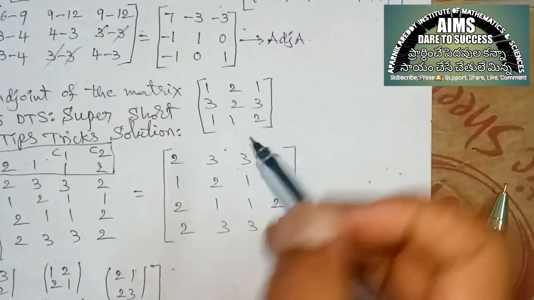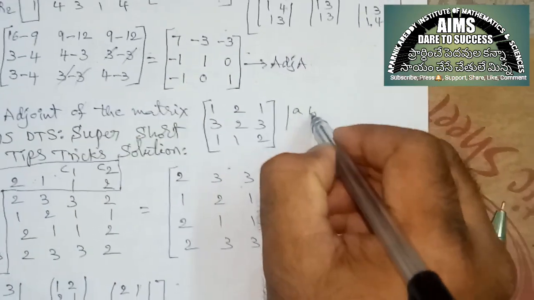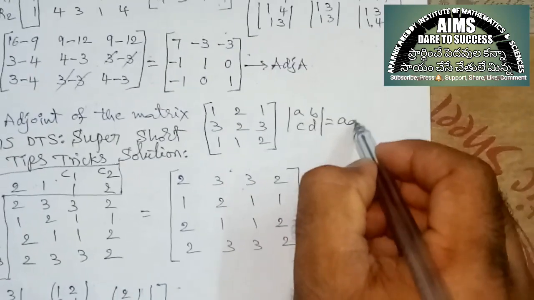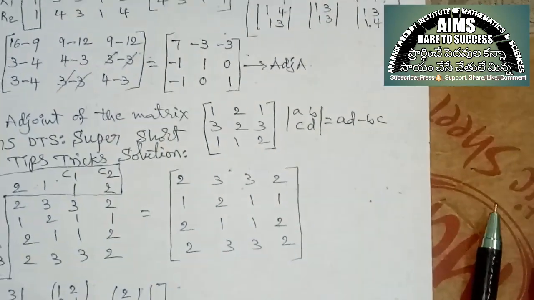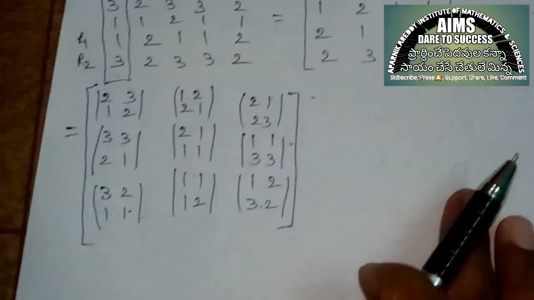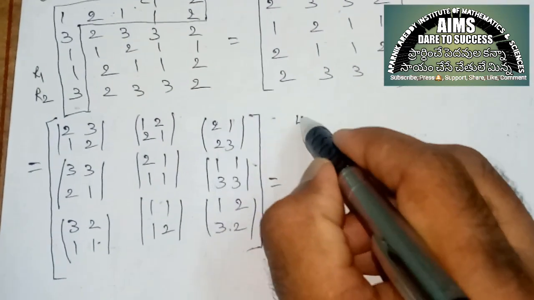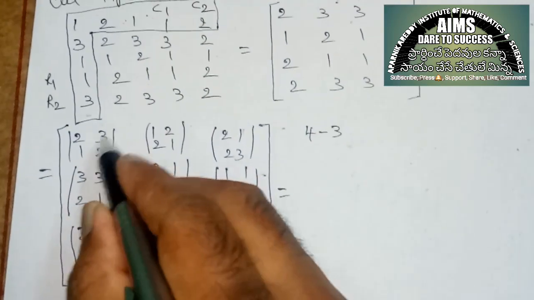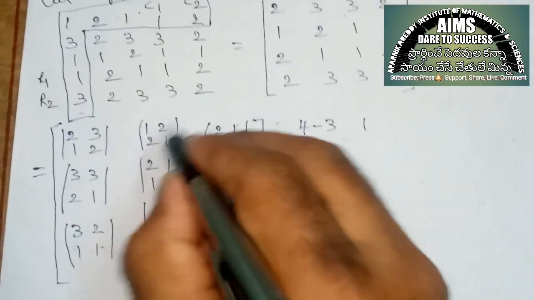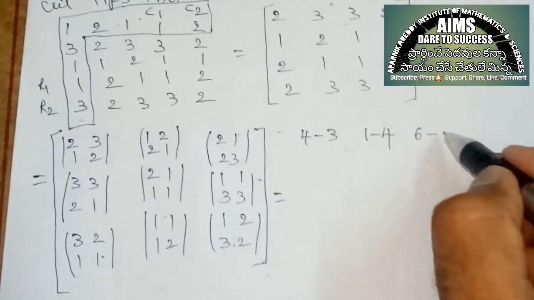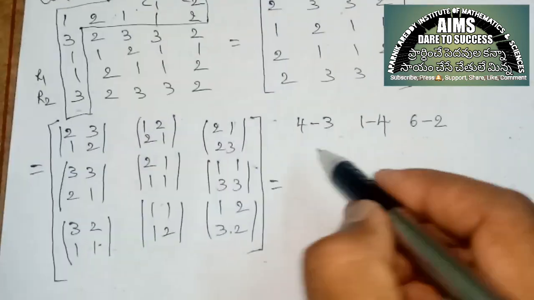So here, one small formula I already discussed with you in the previous video: mod ABCD is equal to AD minus BC. Same concept you can apply here. We get 2 2s are 4 minus 1 3s are 3. 1 1s are 1 minus 2 2s are 4. 2 3s are 6 minus 1 2s are 2.